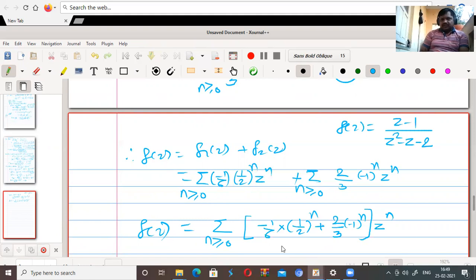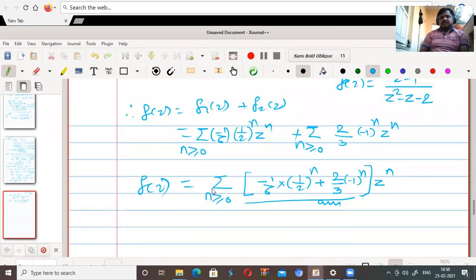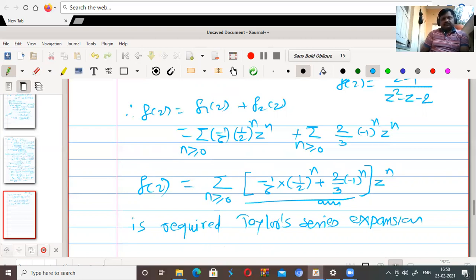Okay, so for this power series, an is this one. An is this one. Right, now so this is the required Taylor series expansion about z equal to 0. In this way, we can form the Taylor series expansion. You have one more example here.